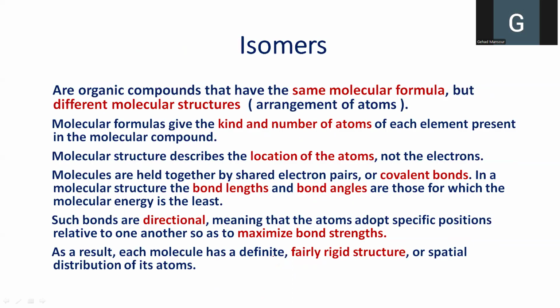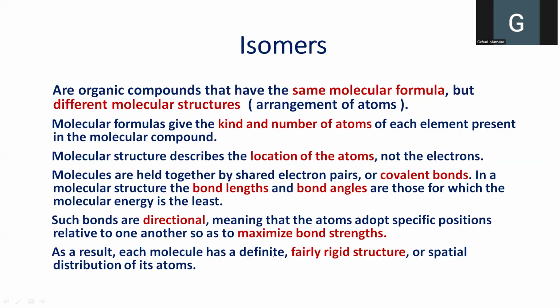Now we are going to talk about a property which is isomerism. What are isomers? Isomers are, first of all, organic compounds. They have the same molecular formula, but they differ in the molecular structure.